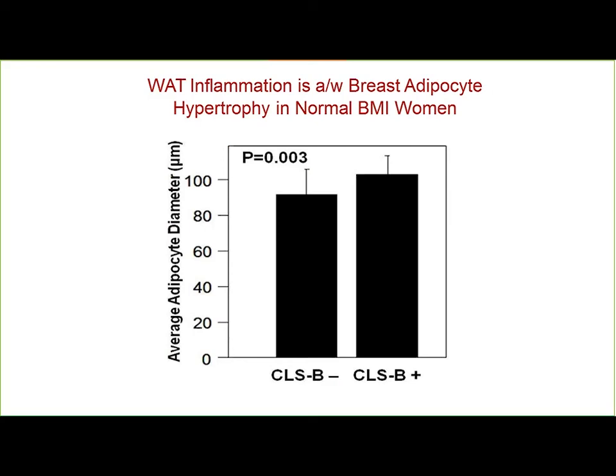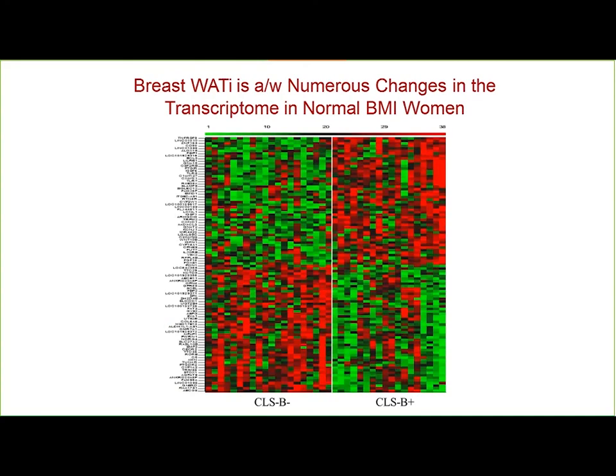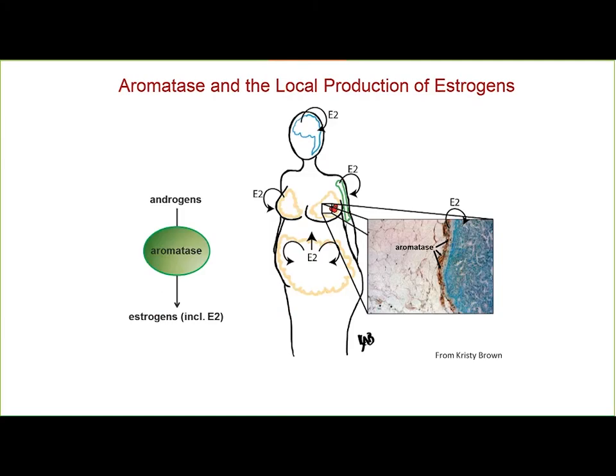the breast. Again, we performed RNA-seq, and we were able to demonstrate, even among normal BMI women, that the presence of inflammation correlated with a large number of differentially expressed genes. And one that we were particularly interested in and have been interested in for many years is CYP19A1, which encodes aromatase, which was upregulated in the CLS-B positive cases, which we then confirmed by qPCR.